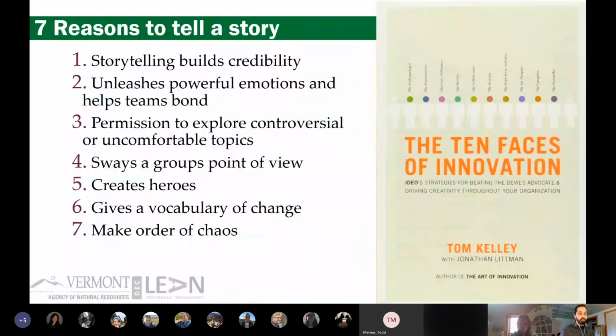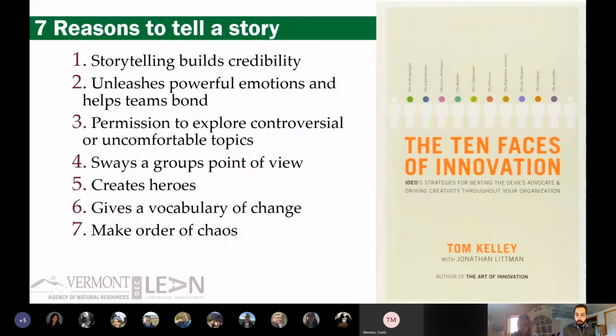Storytelling evokes emotions in a way that cold, sterile graphs and charts may not necessarily on their own. A lot of times, if you're telling a story, it'll allow you to explore some controversial spaces or uncomfortable topics in a way that just showing someone data that confronts some of their pre-existing understanding might challenge things. It is much more impactful in terms of swaying people's points of view.